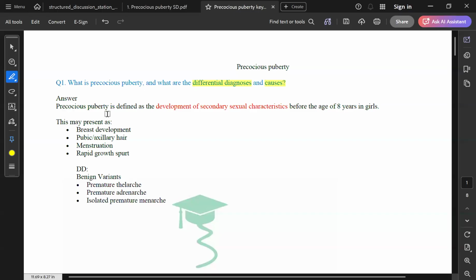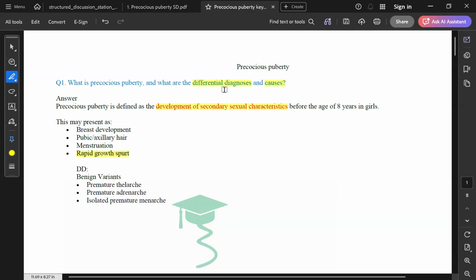So you rightly mentioned about the development of, I think you mentioned menarche. So not just menarche, the development of secondary sexual characters before the age of 8 years in girls is called precocious puberty. So this is a complete information, the complete definition. This may present as thelarche, pubarche, or menarche. And you will also see a rapid growth spurt in the patient.